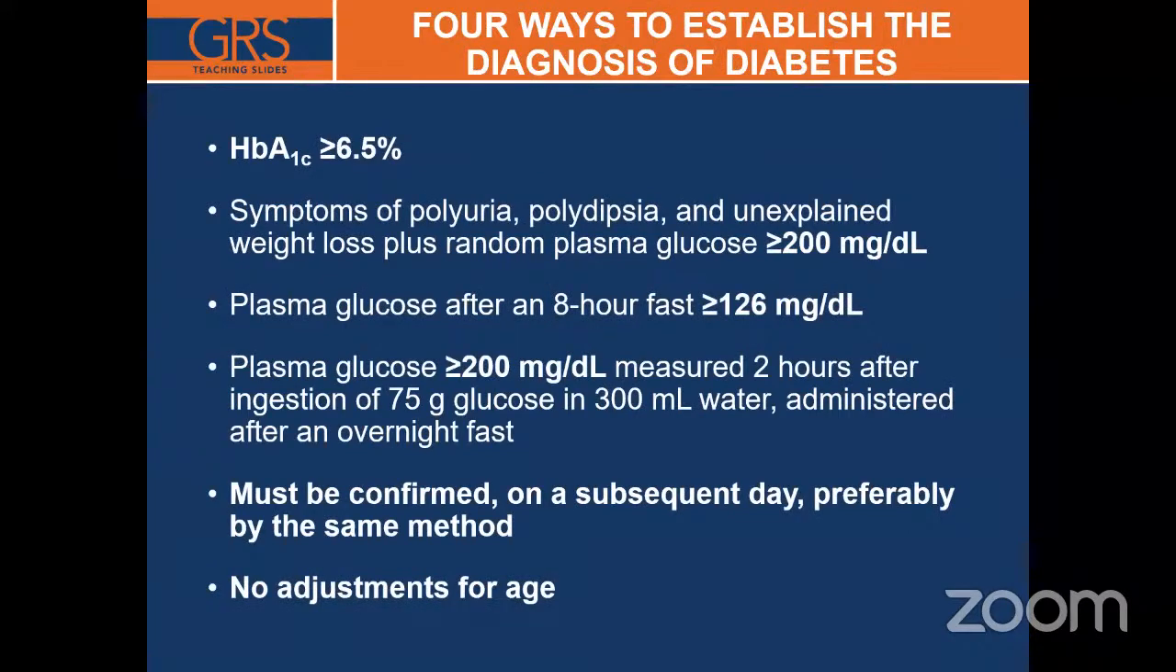So the diagnosis of diabetes can be made in multiple ways. We can do hemoglobin A1C; if we find it is 6.5% or more, this is diagnostic. Or the patient may have symptoms of polyuria, polydipsia, unexplained weight loss, plus a random plasma glucose of 200 milligrams per deciliter or more. Or we can use plasma glucose after 8 hours of fasting; if we find it 126 milligrams per deciliter or more, we can diagnose diabetes. Or plasma glucose of 200 milligrams per deciliter or more, measured 2 hours after ingestion of 75 grams of glucose in 300 ml water, administered after an overnight fast.